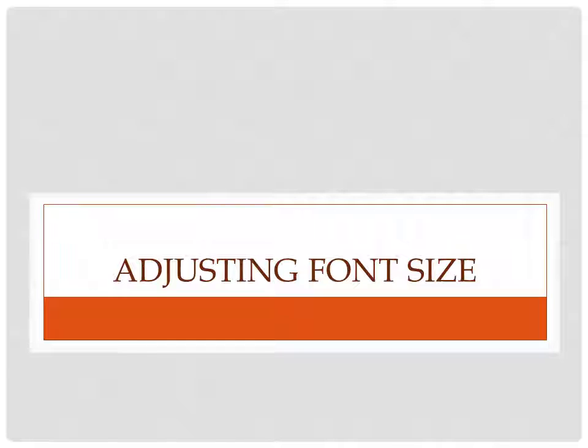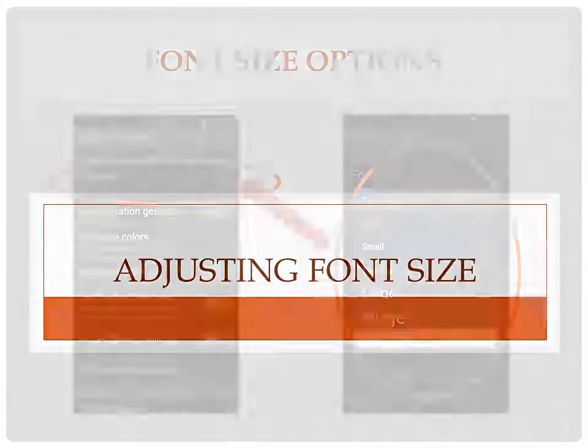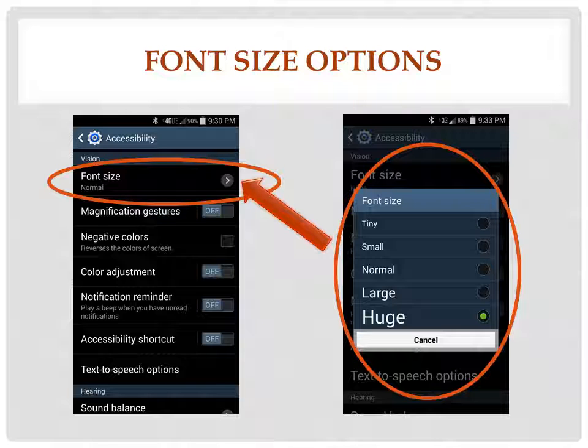The first feature I will discuss is adjusting font size. This is quite simple to do, yet it can make a world of difference for those with visual impairment. To adjust the font size, simply press the Font Size option on the Accessibility menu. It is the first option available.